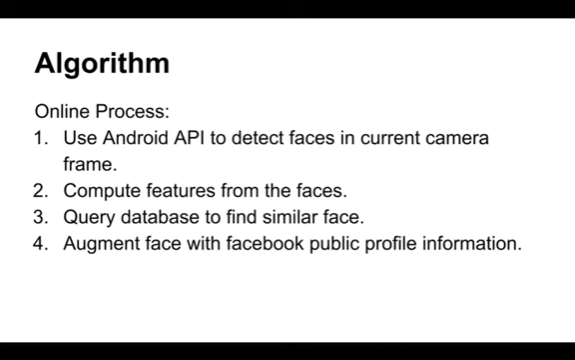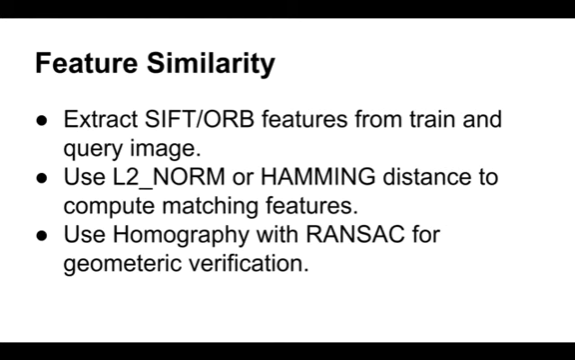Then the online process, which you follow when you're actually taking a picture, is to again use the Android API to detect faces in the current frame, and then compute features or image embedding similarly for those faces, and query your database to find their identity, and then augment the face with the identity information.